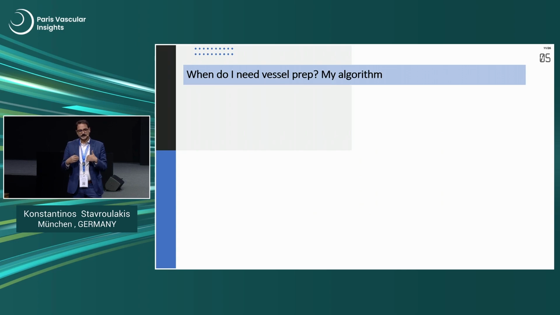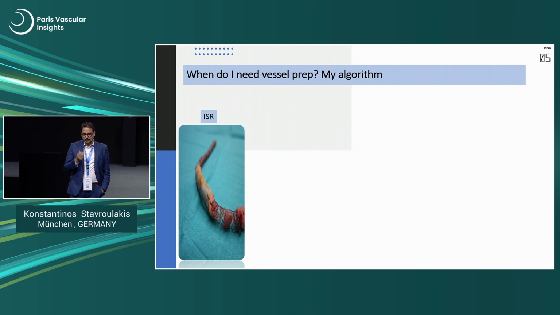I cannot really say that my algorithm is based on a database or solid data. This is an algorithm that I developed during the last year based on my personal experience. And I really use atherectomy in lesions where I know that plain old balloon angioplasty and scaffolds will probably fail.